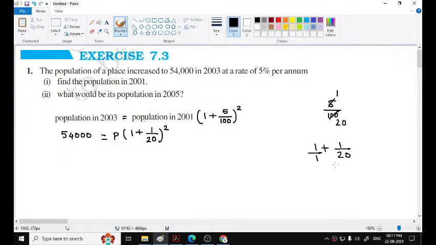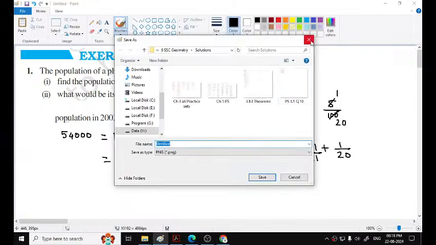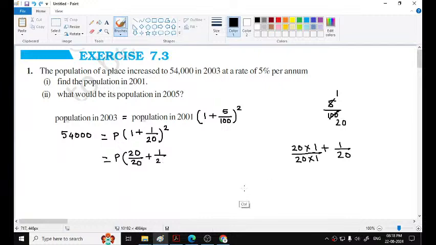Now this is addition of fractions, and the denominators are not same. We have to make them same. So let us multiply this by 20, and its numerator will also get multiplied by 20. So this fraction now becomes 20 upon 20 plus 1 upon 20. Now denominators are equal, so we can add the numerators.